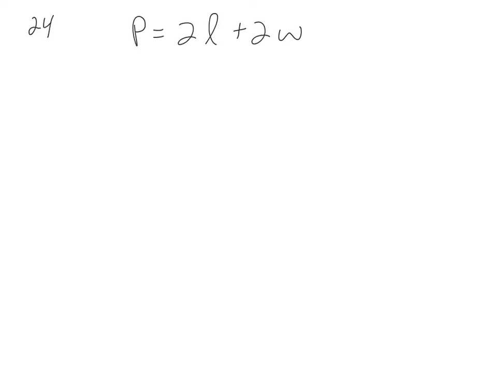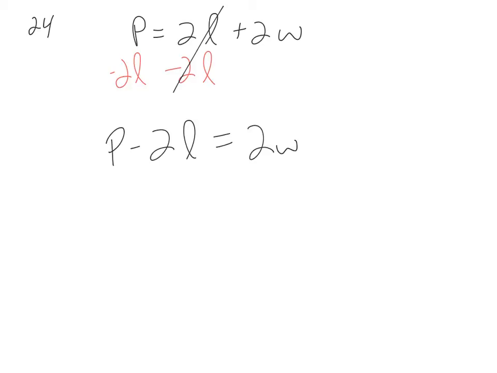So the first thing we're going to want to do is move the 2l to the left side. So how do we do that? Well, 2l is being added to 2w, so we're going to subtract 2l from both sides. They cancel out on the right, but on the left, you cannot combine a p term with an l term. Different variables, they are unlike terms, you cannot combine them. So you're left with p minus 2l equals 2w.